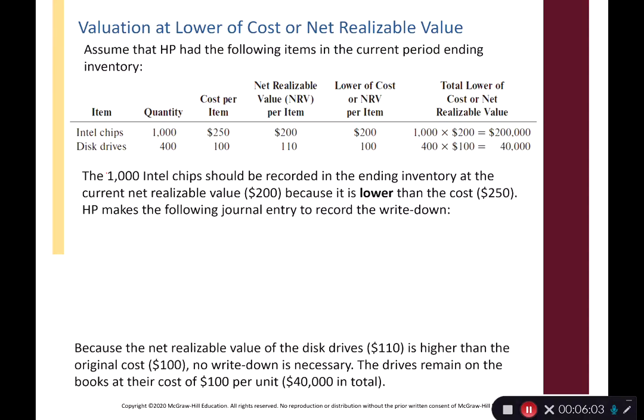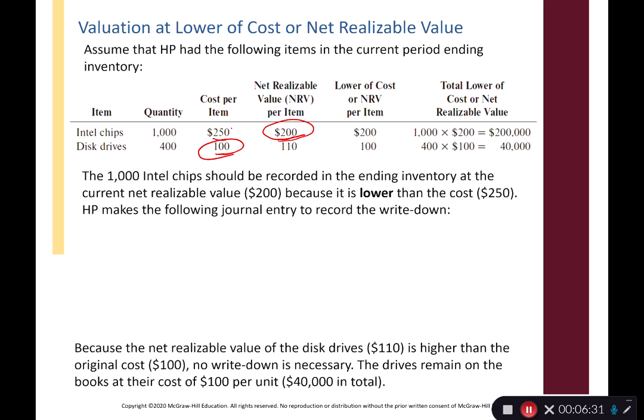So let's look at an example. We have HP and they have some Intel chips and disk drives. You notice for the Intel chips, the cost for the item is $250 and the net realizable value is $200, so the net realizable value is lower. So we have a problem. Disk drives, on the other hand, the cost is $100 and the net realizable value is $110, so the cost is already the lower number and nothing needs to be done.